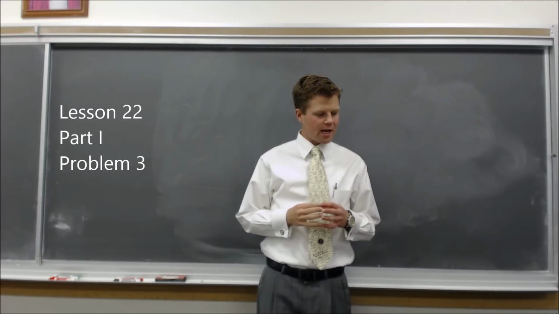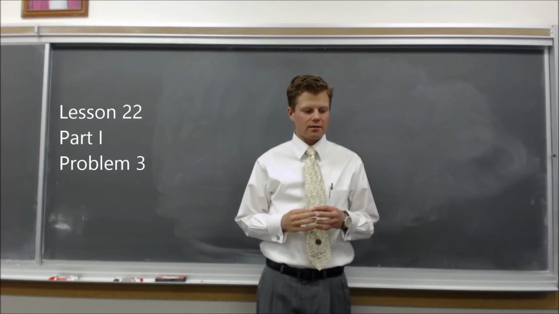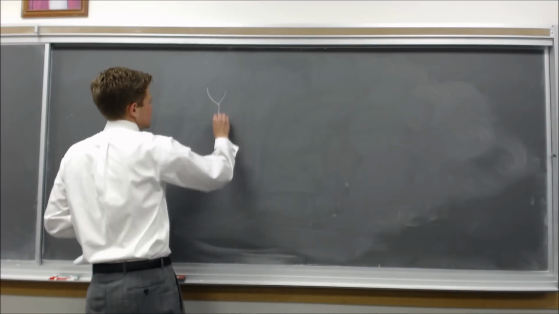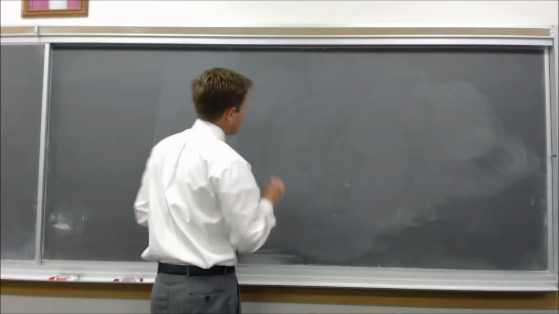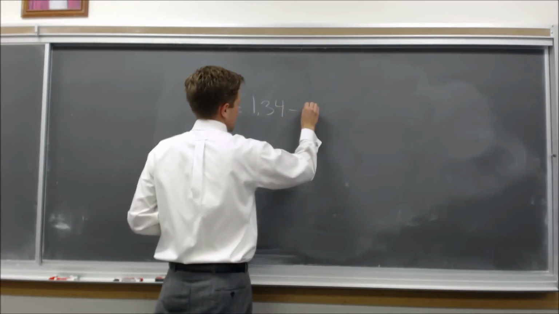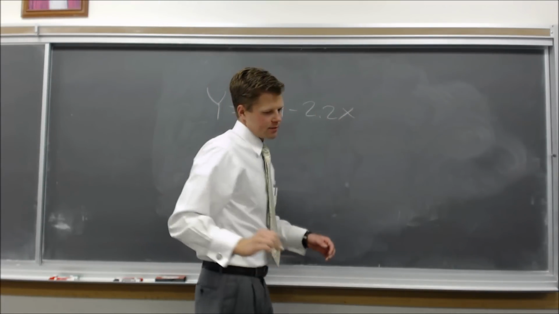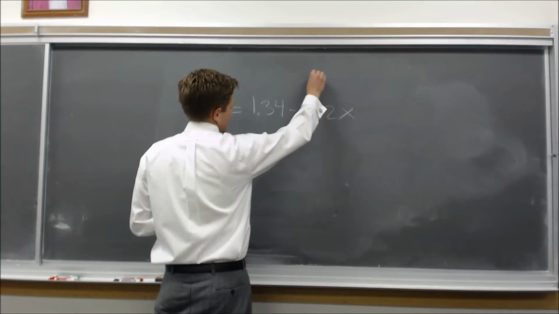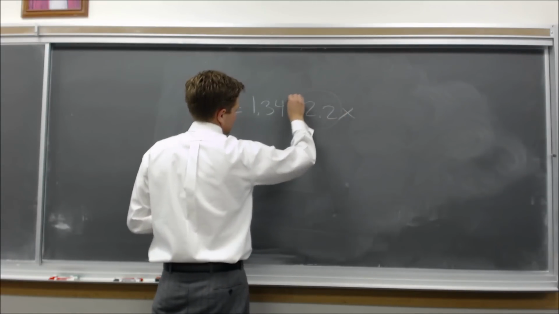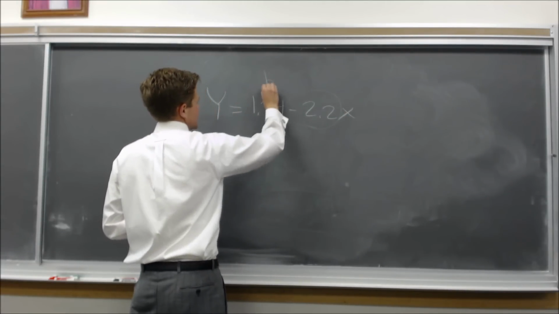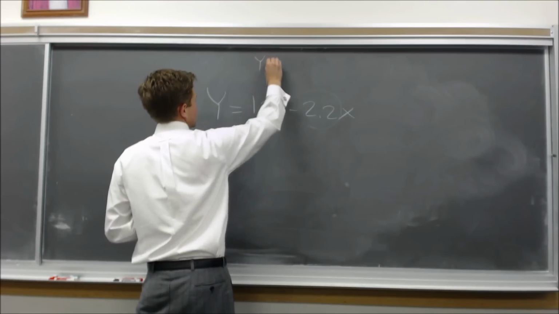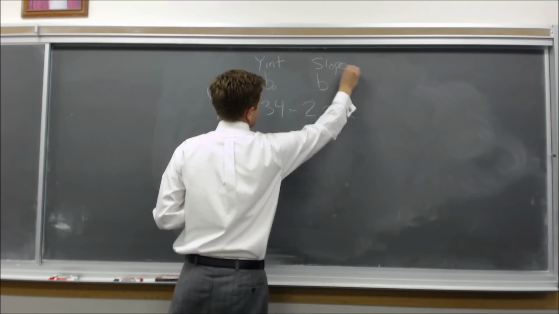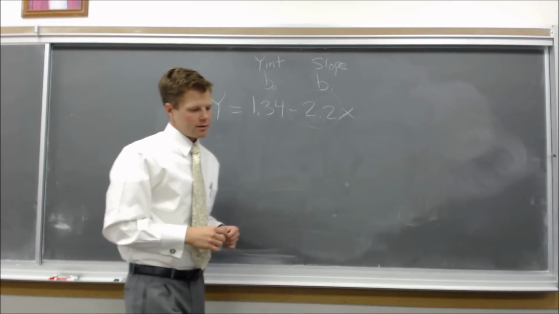Question 3. Find the line y equals 1.34 minus 2.2x. What is the slope? Okay, so the slope for this equation, let's write out the equation first. Y is equal to 1.34 minus 2.2 times x. Okay, so remember our slope is this point right there. We have our b naught, which is our y-intercept, and then we have our b1, which is our slope. Okay, so it's negative 2.2.